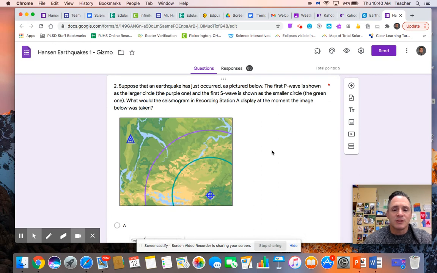Suppose that an earthquake has just occurred as pictured below. The first P wave is shown as the larger circle, the purple one. And the first S wave is shown as the smaller one, the green one. What would the seismogram in the recording station A display at the moment the image was taken? Okay, let's think about this. It's here. Have any waves arrived yet?